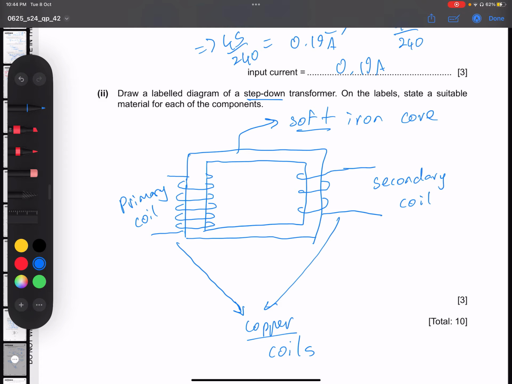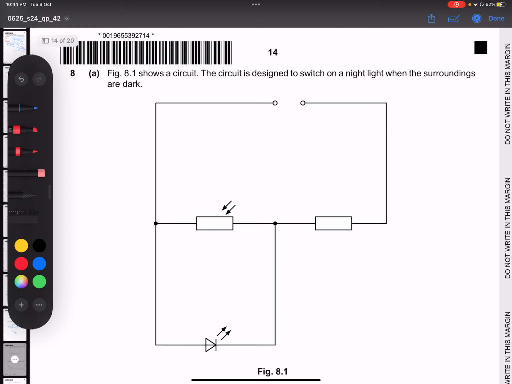Okay, now Figure 8.1 shows a circuit. The circuit is designed to switch on a night light when the surroundings are dark.